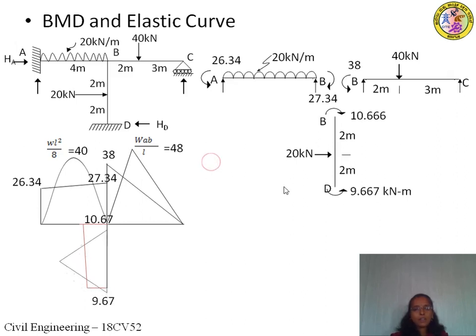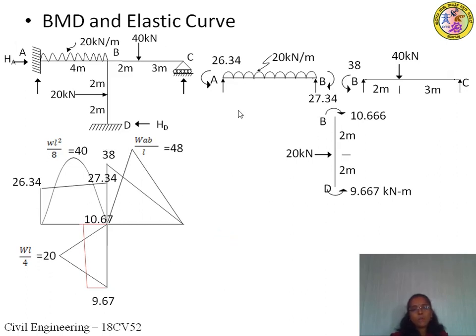Next, for member BD we have a central point load, therefore the variation of bending moment diagram will be a triangle with highest ordinate at the center as WL by 4, which will be equal to 20 into 4 by 4, again it will be equal to 20 kilonewton meter.